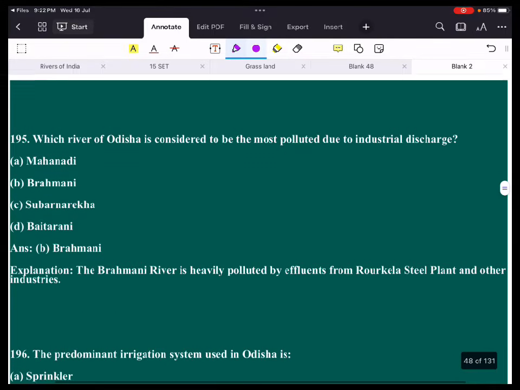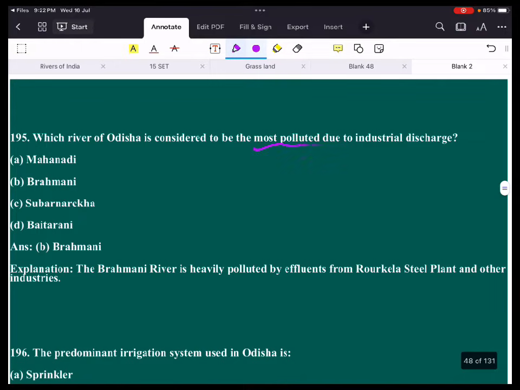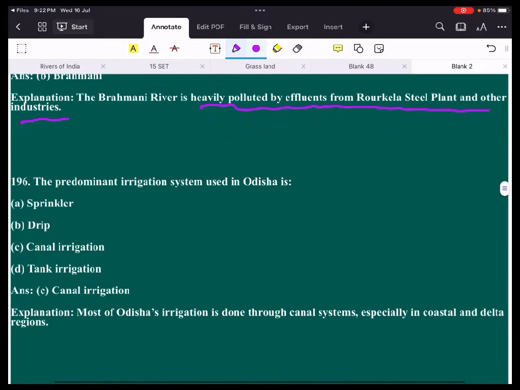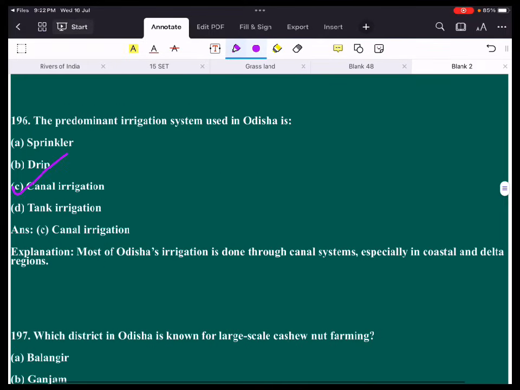Which river of Odisha is considered to be the most polluted due to industrial discharge? That is option B, Brahmani. Brahmani river is heavily polluted by effluents from the Rourkela steel plant and other industries. The predominant irrigation system in Odisha is canal irrigation. Most of Odisha's irrigation is done through the canal system, especially in the coastal and delta region.